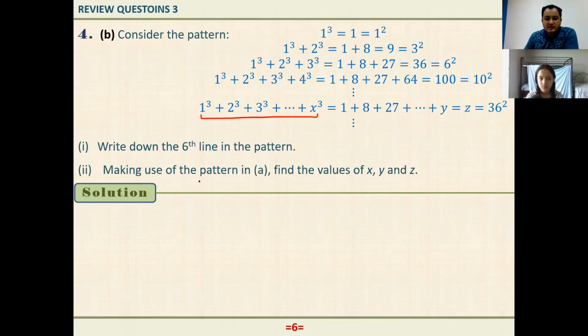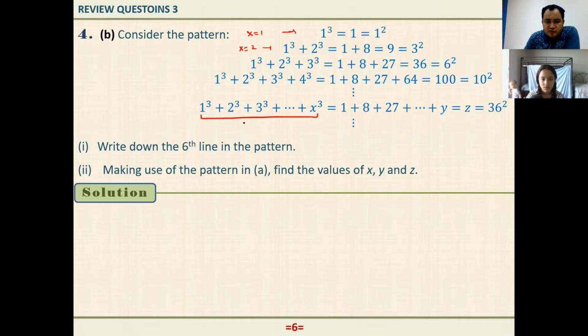Anyway, I just wrote the last, actual general line. The general line means any line depending on the value of x. If x equals 1, that means we have only one term, which gives us the first line. If x equals 2, it means we need to cube the first two natural numbers and add them up, so it gives us the second line.